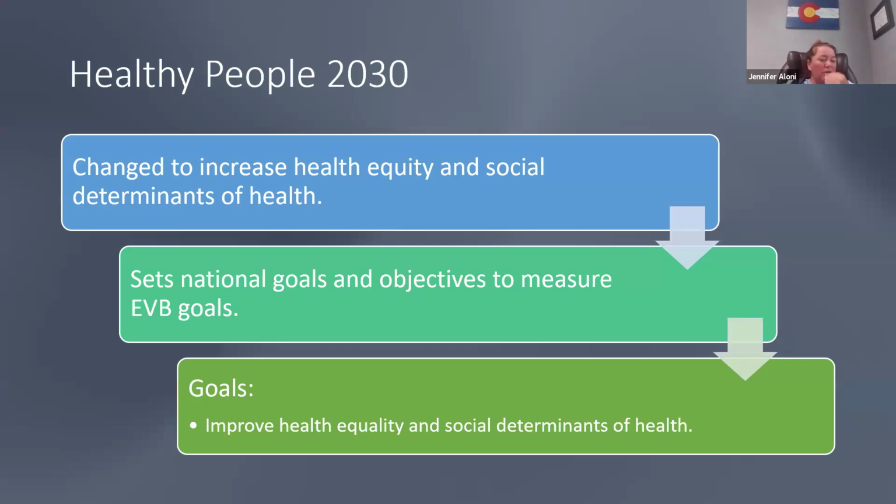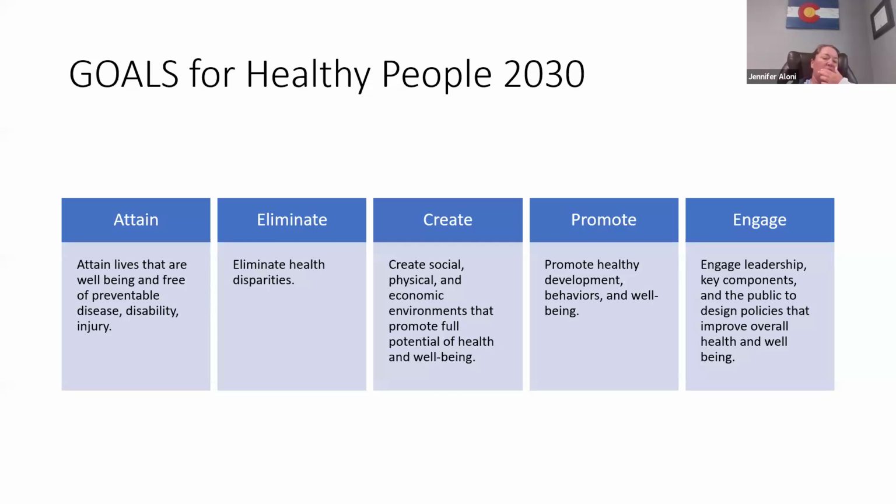Healthy People 2020, what's our goal? Our goal is to have health equality and social determinants of health increased so that they are equal among all. Okay. So our goals for Healthy People 2030: attain lives that are well-being and free of preventable disease and disability, eliminate health disparities, create social, physical, and economic environments, promote healthy development and behaviors, and engage leadership and the public to design policies that will improve overall health and well-being.